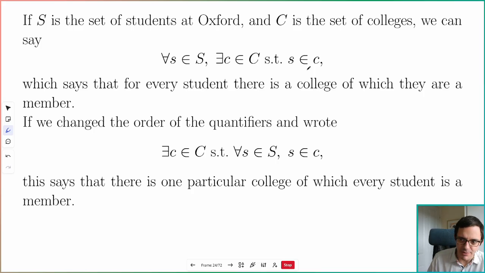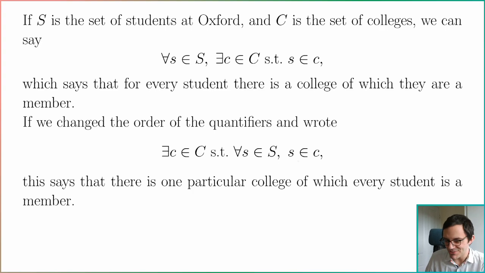So it's got the setup at the front here. If you mix up the order of the statements, then you could build a statement like this, which says there exists a college in the set of colleges such that for all students at Oxford, that student is a member of that college. That would be the case if you were all at the same college, if there exists some particular college such that every student is at that college. Which is the situation, I believe, for Trinity College Dublin, where every student is at the same college.